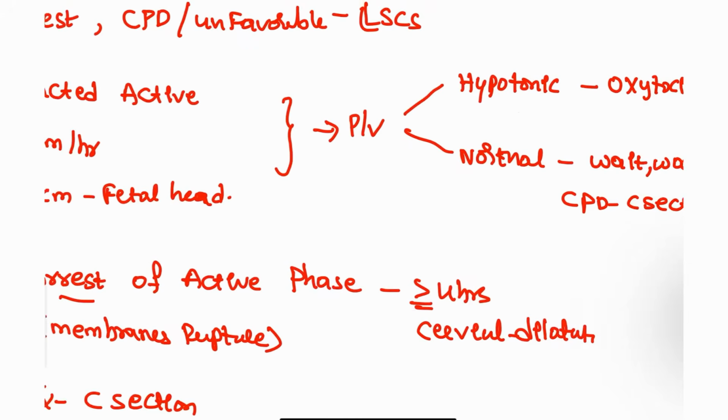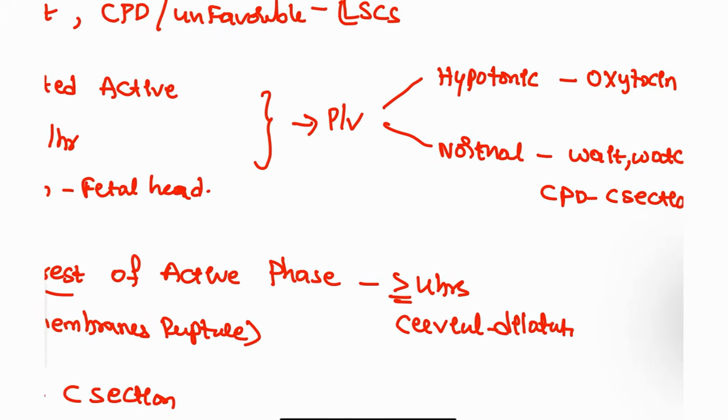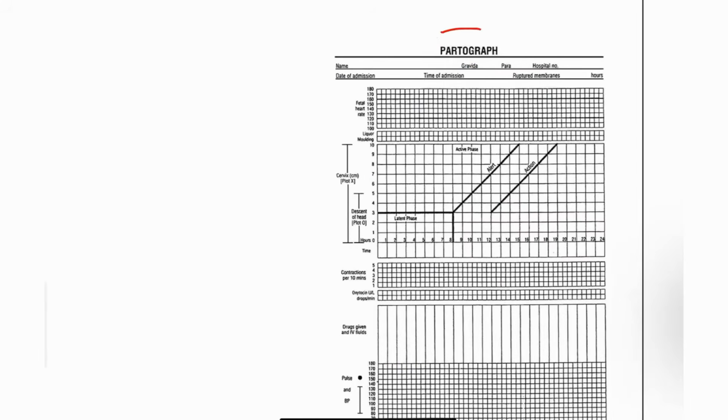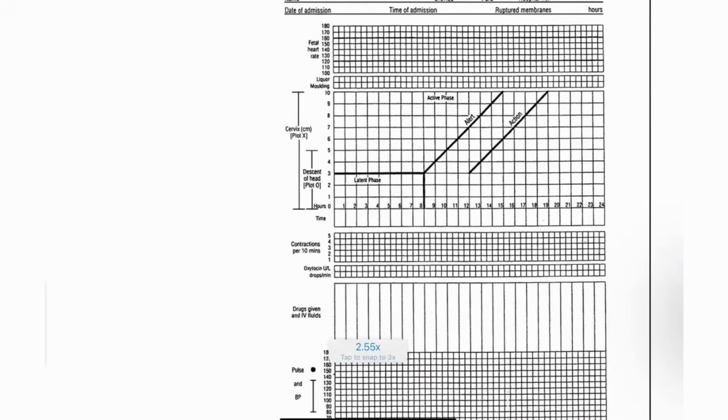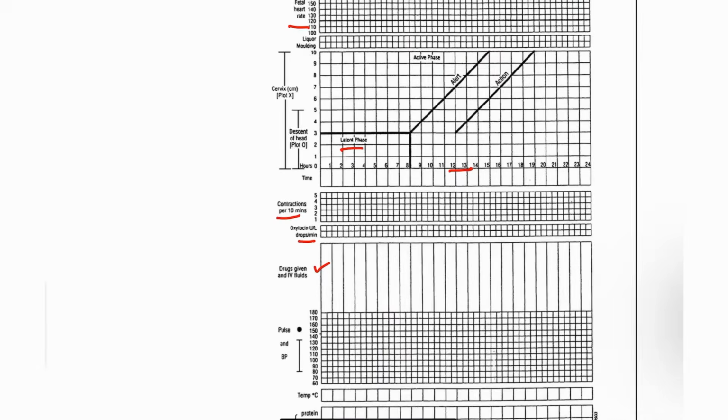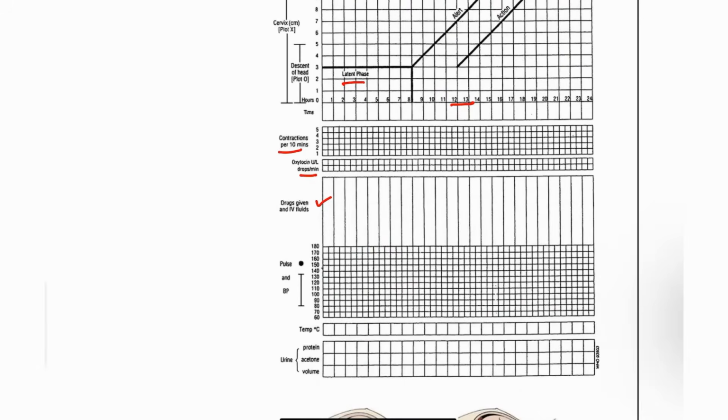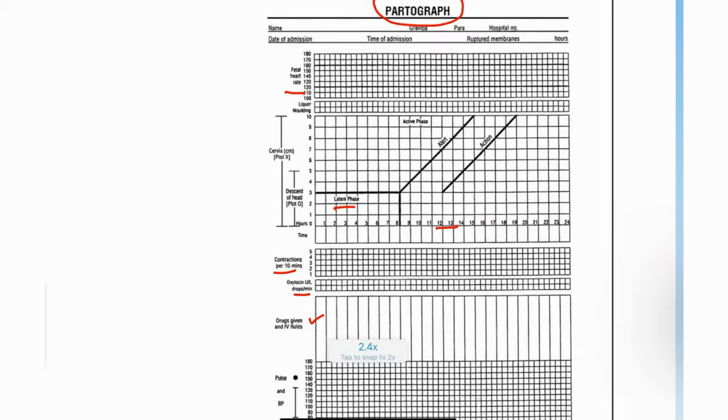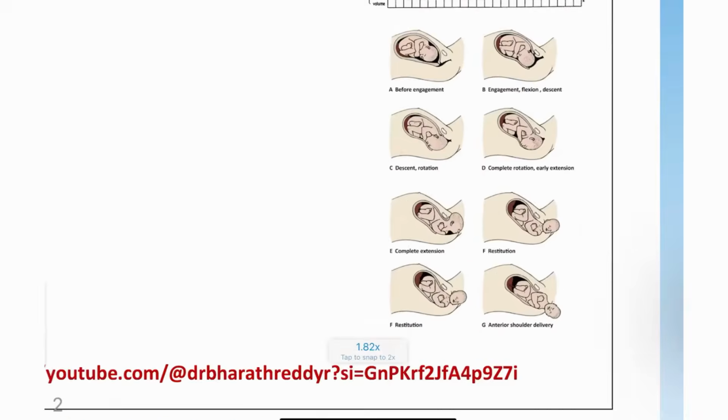What about the management of the labor? Usually we are going to monitor the labor from the partograph. This is the modified partograph where we are going to plot the active phase or the latent phase, every centimeter, fetal heart rate and contractions per minute, how much oxytocin we have given, and what other drugs we are giving. Everything will be monitored from this partograph. This is the normal delivery movements.